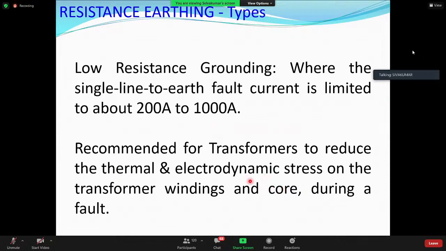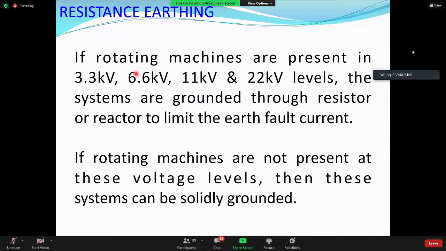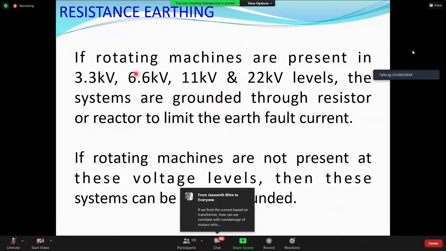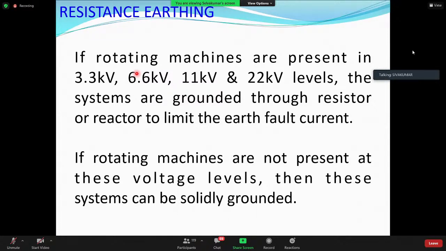Now the guideline. Low voltage is ruled out, as it must be solid earthing only. If rotating machines are present at the 3.3, 6.6, 11 and 22 kV level, the systems are grounded through a resistor or reactor to limit the earth fault current. It need not be a resistor, it can be a reactor also. The purpose is to reduce the current, and how you reduce it is your choice. It could be by resistance, or by inductive impedance.